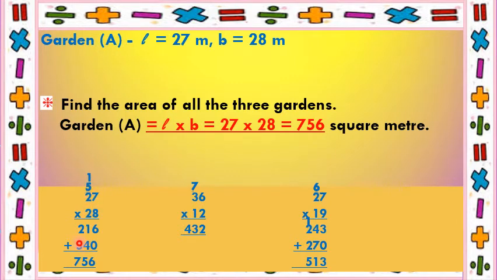Now add these two numbers. 6 plus 0 is 6. 1 plus 4 is 5. And 2 plus 5 is 7. So area of garden A is 756 square meters.